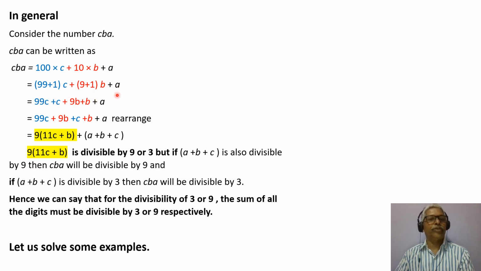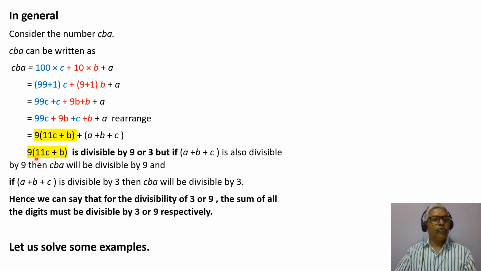plus B plus A. Now we are collecting these 9 terms together. So 9C plus 9B plus C plus B plus A. Okay. And just rearranging it. You need not rearrange, but I'm just rearranging them. Now take 9 common. What remains in the bracket is 11C plus B, which is marked in yellow, plus A plus B plus C. Okay. So go through the comment here.